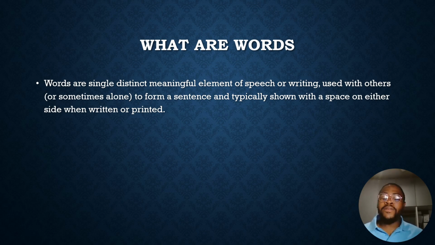And how do we form a word? We have different parts of how we form a word, but in simple terms, in a nutshell, we form a word by combining letters, and it becomes a meaningful element of speech or writing. And on either side, it has spaces. So that is what a word is. Now, let's dive deeper.